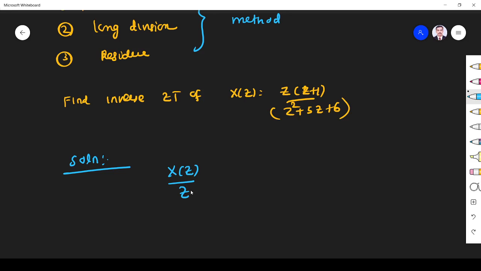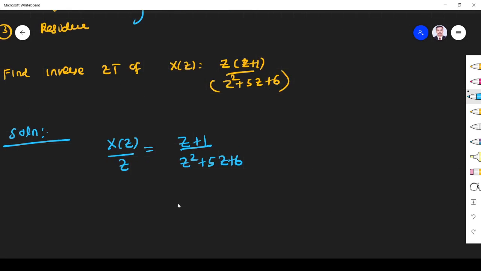So why we are making X of z by z? At the end of the problem, we'll understand why it is advantageous to bring this format. So first I write in the form of X of z by z. So I bring this z in here. So it will be equal to z plus 1 divided by z square plus 5z plus 6. Okay, fine. So now that is equal to, you split into partial fraction. So A by, this factor is z plus 2 into z plus 3. So A by z plus 2 plus B by z plus 3.